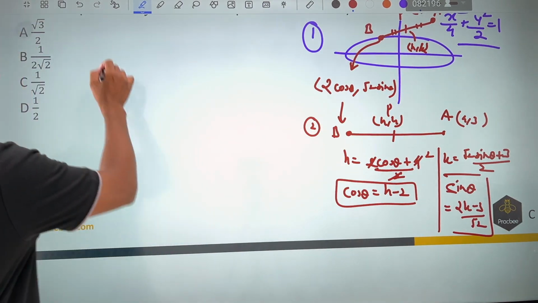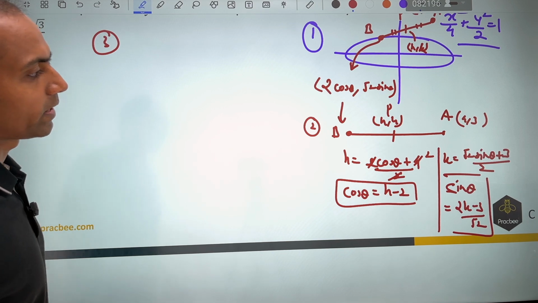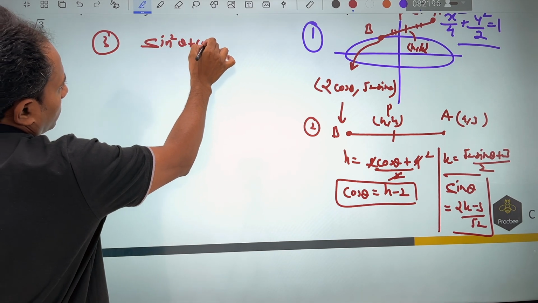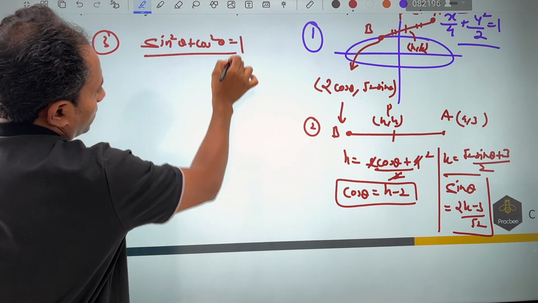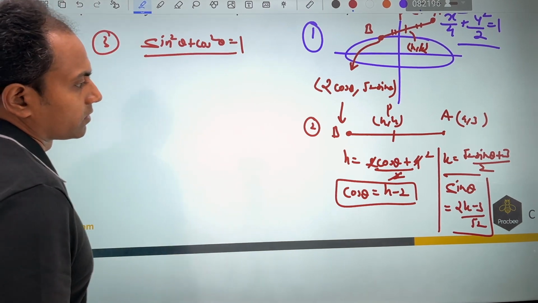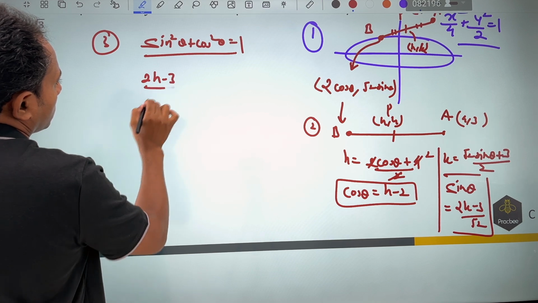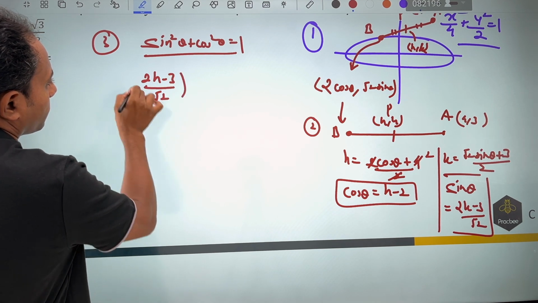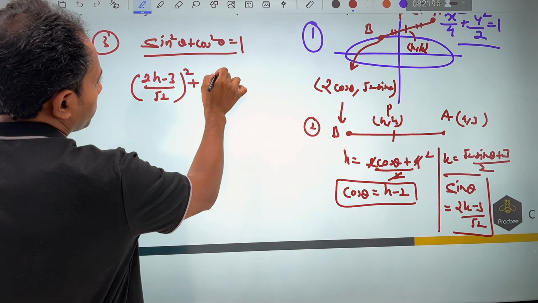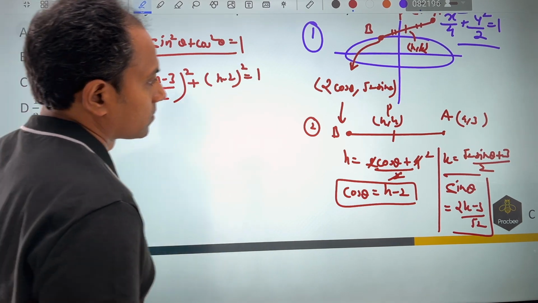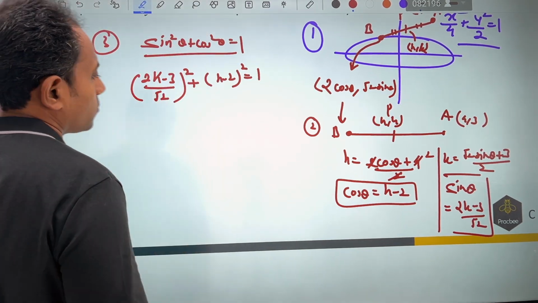Now in the next step, the third step of the locus, we are going to do elimination. So sin² θ plus cos² θ is equal to 1. If I put it, this is ((2h − 3)/√2)² plus (h − 2)² is equal to 1. This is k, 2k − 3.